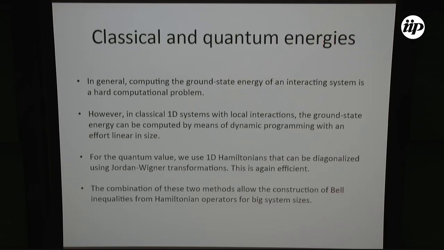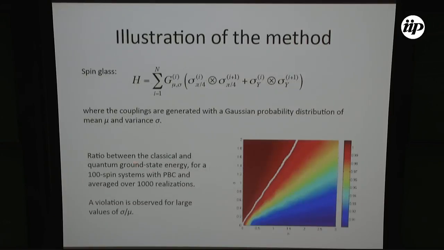But this is the main idea, okay? Usually computing a ground state energy is difficult, but for classical 1D systems you can do it, and for quantum systems, sometimes you can do it if you take systems that you can solve with Jordan-Wigner, and if not, you can also use methods based on matrix product states and the density matrix renormalization group, which is the same. So we found some cases, some spin systems with random couplings, where we could see that the quantum value beats the classical value, and that you could understand as a violation of a Bell inequality.